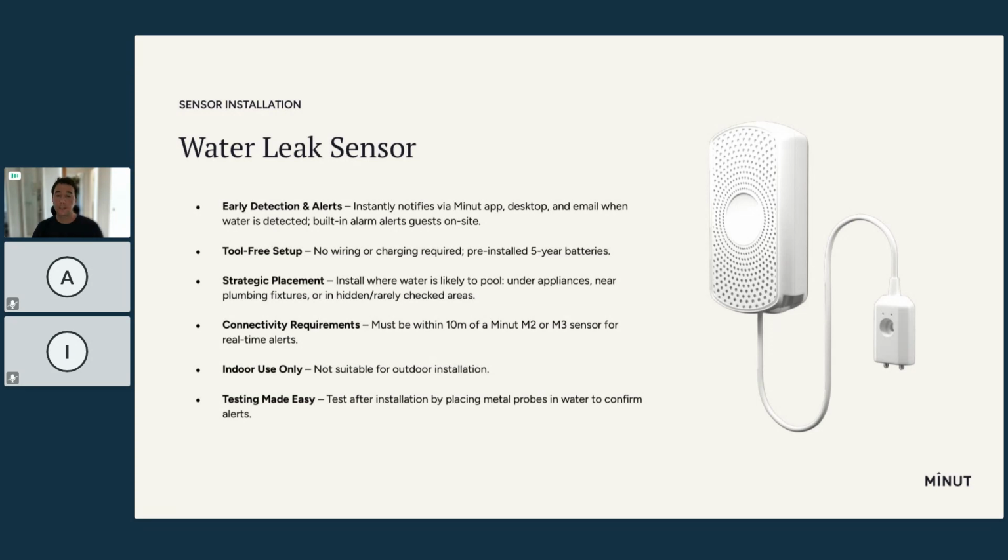There are some important things to remember when setting up your sensor. The water leak detector must be installed within 10 meters of an M2 or M3 sensor to receive real-time alerts. The sensor cannot be used outdoors. And finally, it is essential to test your sensor once it has been installed. This can be done by placing the metal probes into water to complete the test and ensure the notification is sounded. An event will then appear in the log within your Minut web app, and this means that the process is now complete.